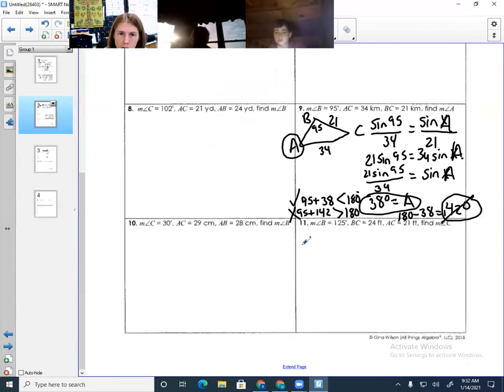All right, again, just draw a triangle. It does not need to be perfect. A, B, C, 125. BC is 24. AC is 21. All right, who can help me set this up?